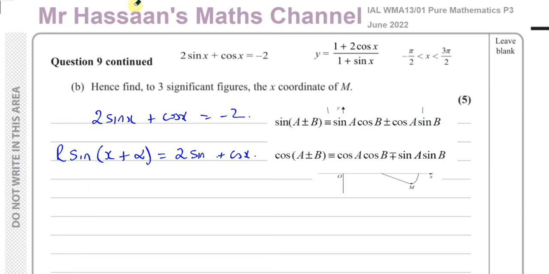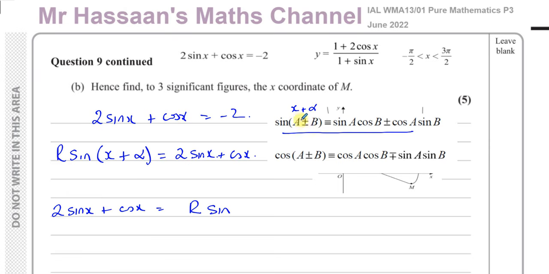That's 2 sine x plus cosine x. So we're going to have here 2 sine x plus cosine x can be written in this form, r times sine of, if I expand it, I'm going to be using this one here, sine A cosine B. So this is like your x and this is like your alpha. We're using the plus part.